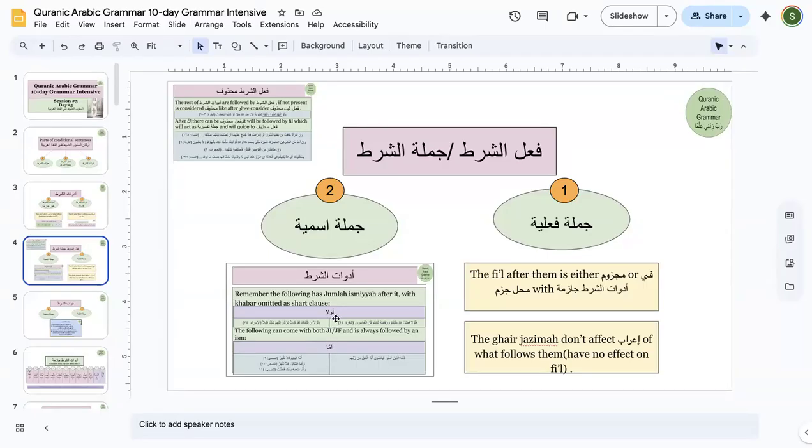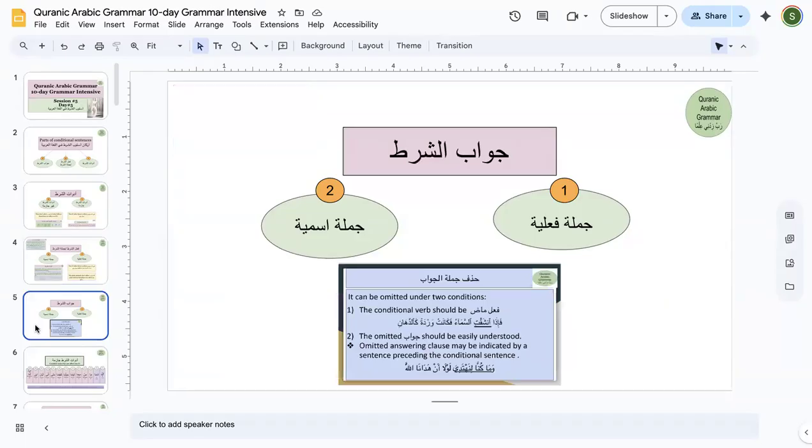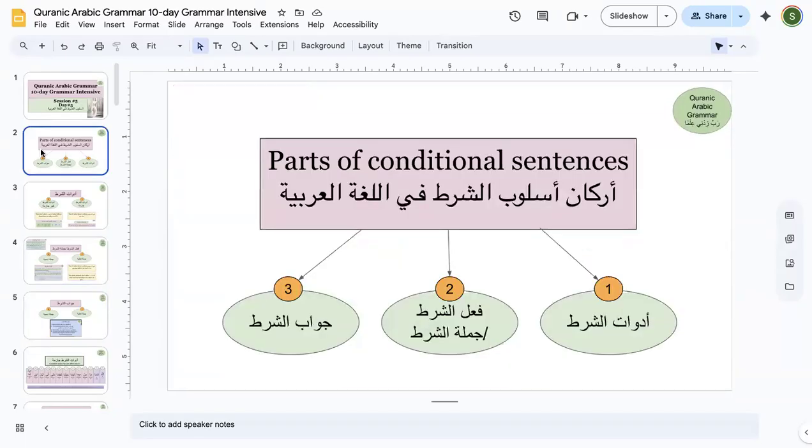And lawla only enters upon jumla ismiya. When it is lawla shartiya, it only enters upon jumla ismiya. When it comes to amma, it can enter jumla ismiya or jumla failure. Type 1 if you are with me. Okay. So everyone got it?